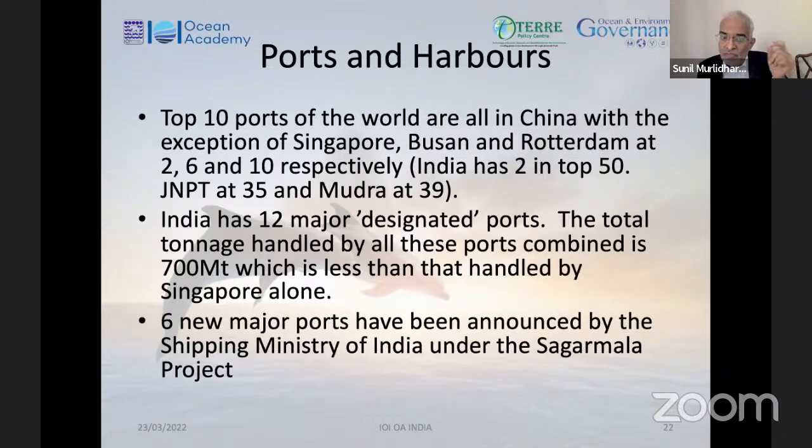Similarly, you have to designate your ports as major ports, which are the ones that provide the facilities of customs and immigration. That's the most important thing, apart from many other things. The most important thing that they do is they can regulate who is coming in and who is going out. And that's why you have to designate, just as you designate your airports as international or domestic, the ports as international and domestic.